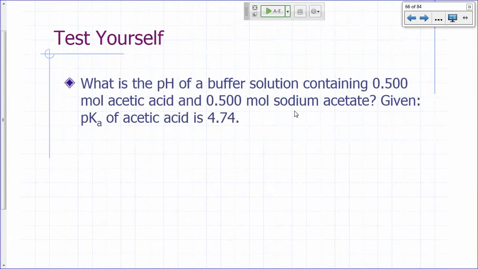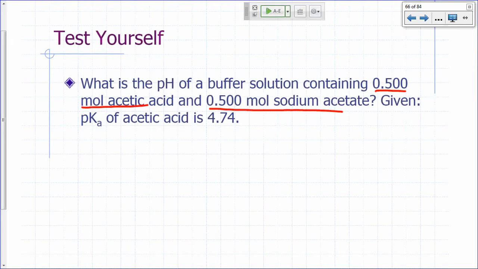How do you calculate the pH of a buffer solution? The nice thing about buffer solutions is that you have a source of a weak acid and a source of its conjugate base. So here's an example where you have 0.5 moles of acetic acid, and you mix it with half a mole of sodium acetate, and you make up a solution.